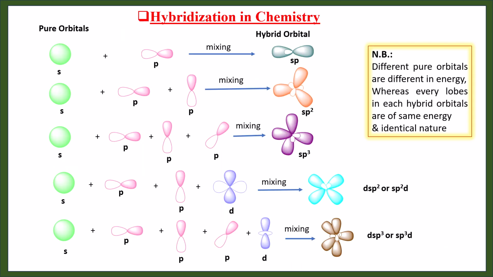In the same way, hybridization in chemistry happens when pure atomic orbitals are mixed together to form a new orbital called a hybrid orbital. In this case, the s orbital when mixed with one p orbital will form the sp hybrid orbital. One s and two p mixing gives three new sp2 hybrid orbitals. S and three p orbital mixing give sp3 hybrid orbitals. S, two p and d after mixing give dsp2 or sp2d, and s, three p and d mixing give dsp3 or sp3d.